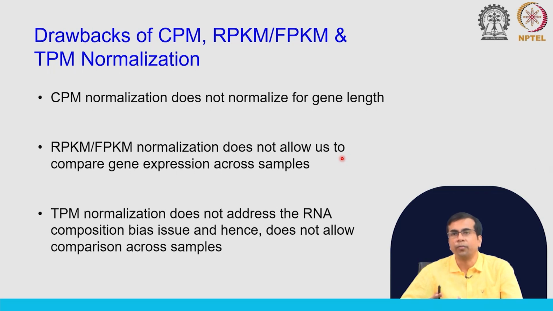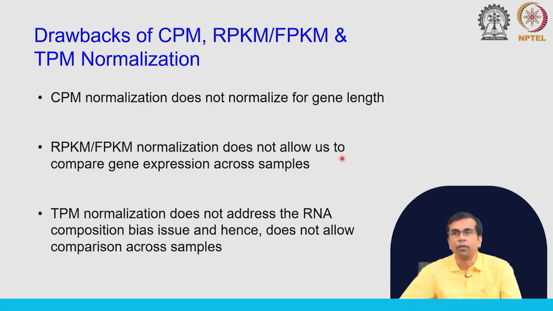As you can probably understand, these methods, especially RPKM, FPKM and TPM, are good for within sample comparisons. If you are comparing gene A versus gene C, or gene 100 to gene 1000, that is probably okay with these methods. The moment you want to compare across samples, you will face some issues. You might get some erroneous results, some erroneous conclusions.